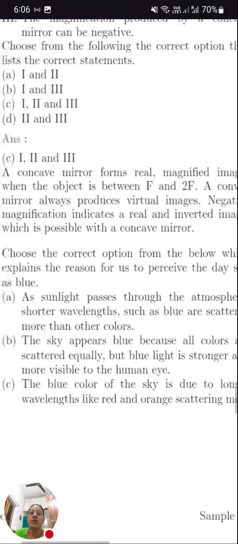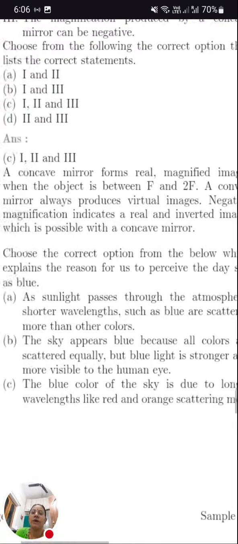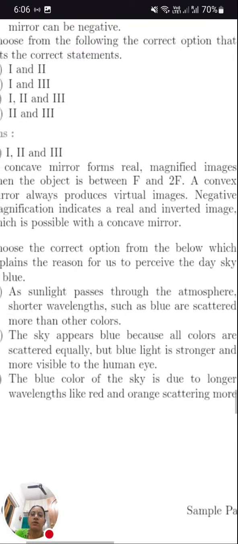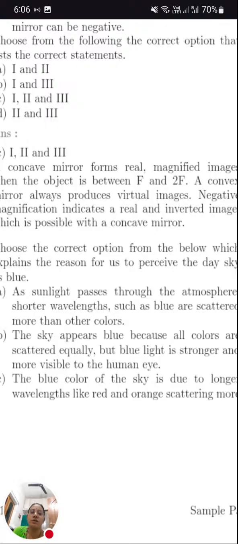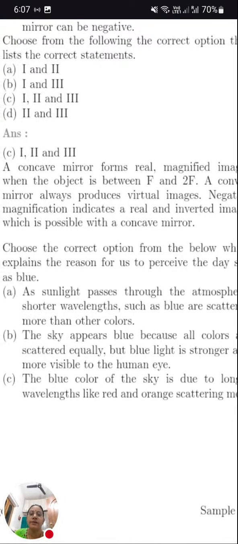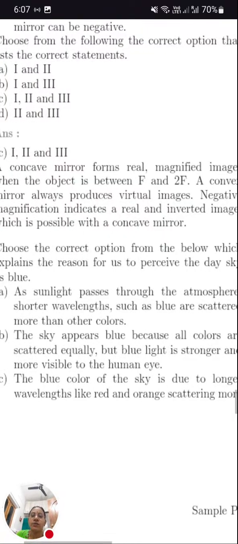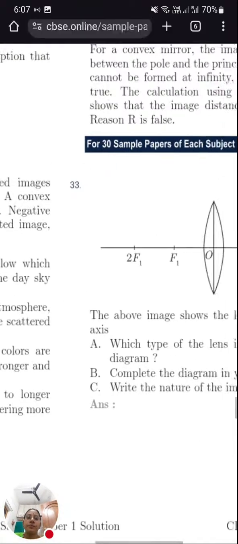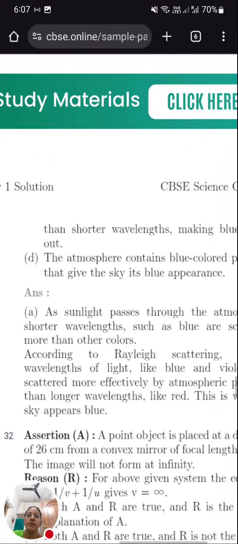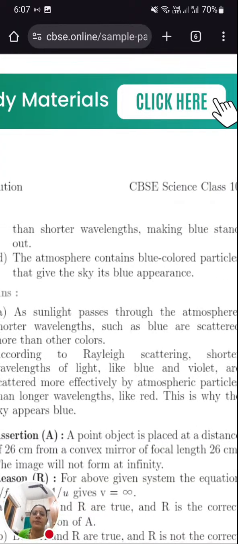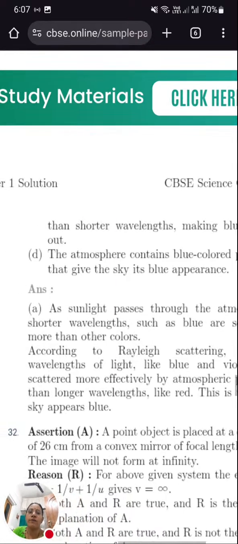As the sunlight passes through the atmosphere, shorter wavelengths such as blue are scattered more than other colors. So option A is correct. Sky appears blue because all the colors are scattered. But all the colors will not scatter. The blue color of the sky is due to longer wavelength. Blue has a shorter wavelength, so option C is also wrong. So here the correct statement is A, sunlight passes. Just remember, if it is blue, shorter wavelength is being scattered.